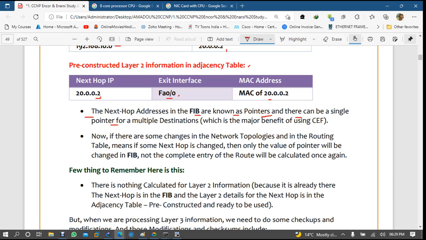So this is the major benefit of CEF, that your router does not need to create any kind of extra table. That table is just a copy of your routing table, and it is permanent. It is in the RAM, it is not stored somewhere else. Only the routing table is stored in your NVRAM, but your CEF is always stored in the RAM. So whenever your router starts, your CEF will be automatically copied to RAM, and then it will start working.